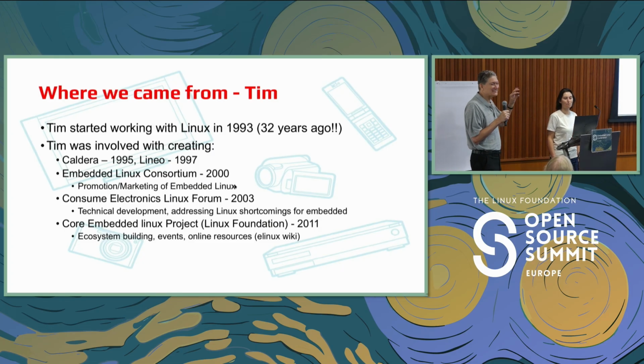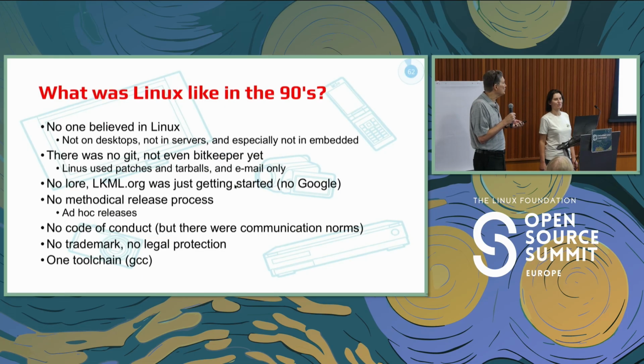So, but then I went on to, I was at Lineo when the whole SCO thing happened, so don't, anyway. But I was at the Embedded Linux Consortium that worked to promote embedded Linux because no one believed in it back then. The Consumer Electronics Linux Forum when it was just starting to take off in consumer electronics. And the Core Embedded Linux project that later merged under the Linux Foundation. And so each of those kinds of organizations had different roles in the maturity of Linux.